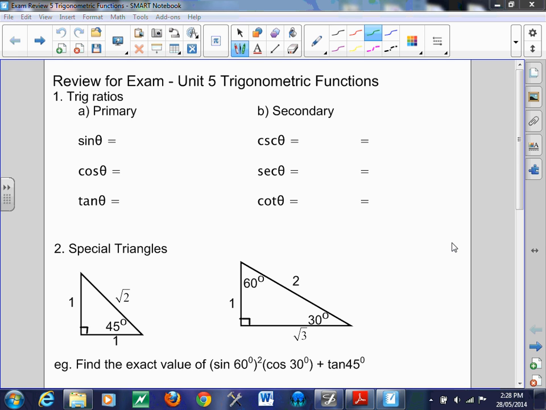Just remember folks, whenever we deal with trigonometry, you always want to check your calculator to see if it is in degree mode. It's been a while since we probably checked that, so please take a moment now and check that out. Alright, first we're going to deal with trig ratios.